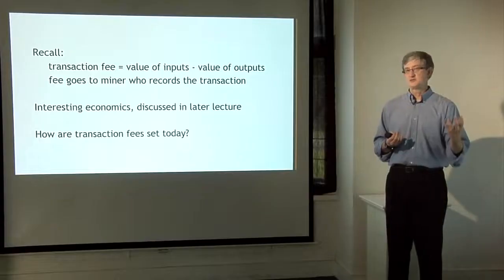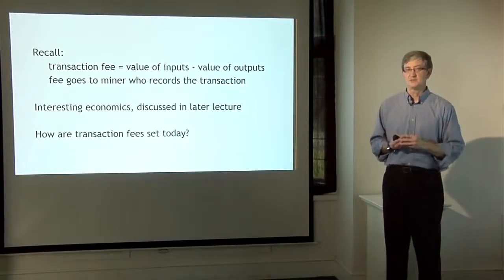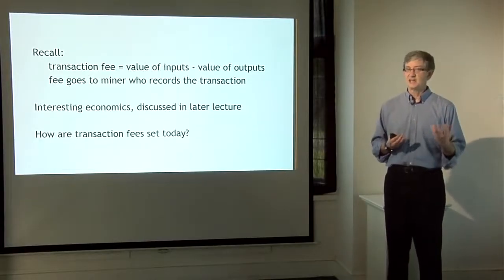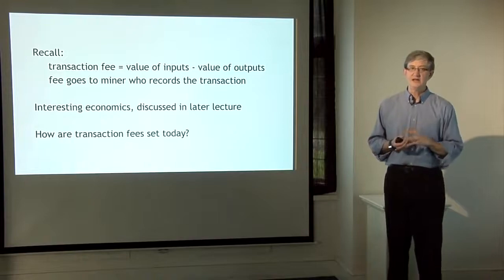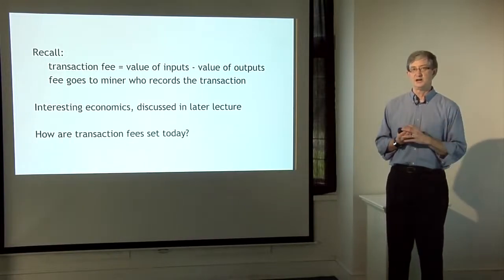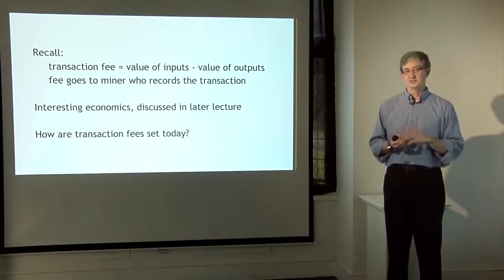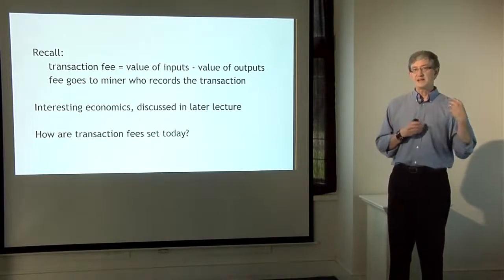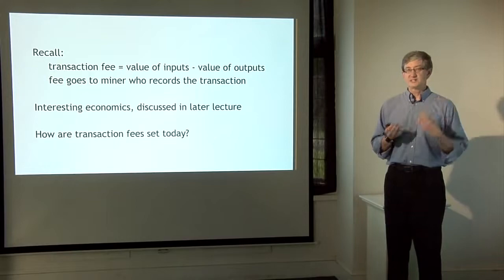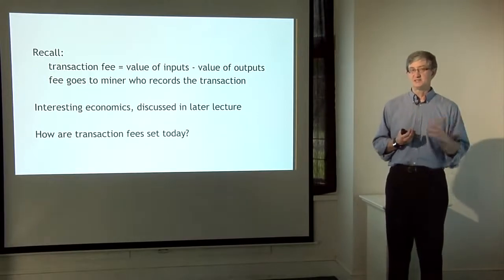The inputs have to be always at least as big as the outputs because a regular transaction can't create coins. But if the inputs are a little bigger than the outputs, then the difference is deemed to be a transaction fee. And that transaction fee goes to the miner who recorded this transaction, the miner who made the block that records this transaction. The economics of transaction fees are interesting, and we'll come back to this in a later lecture.